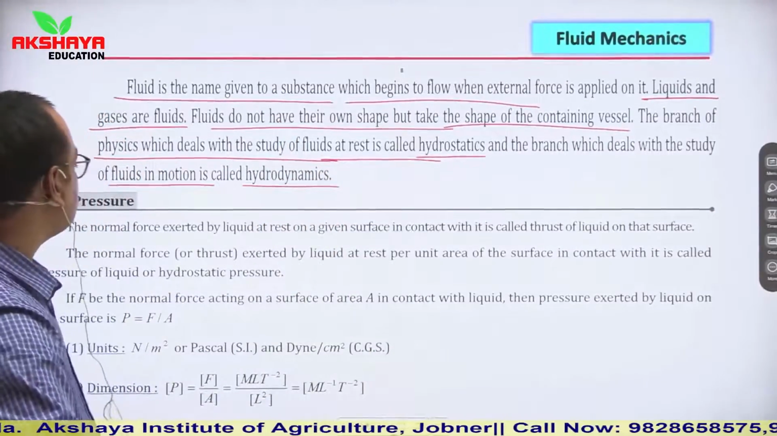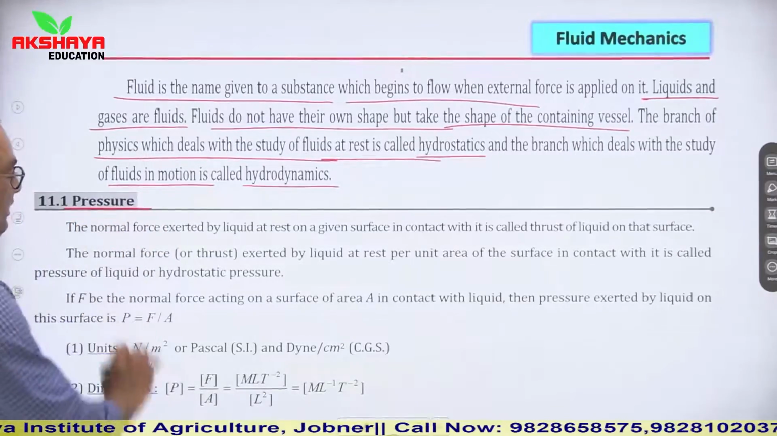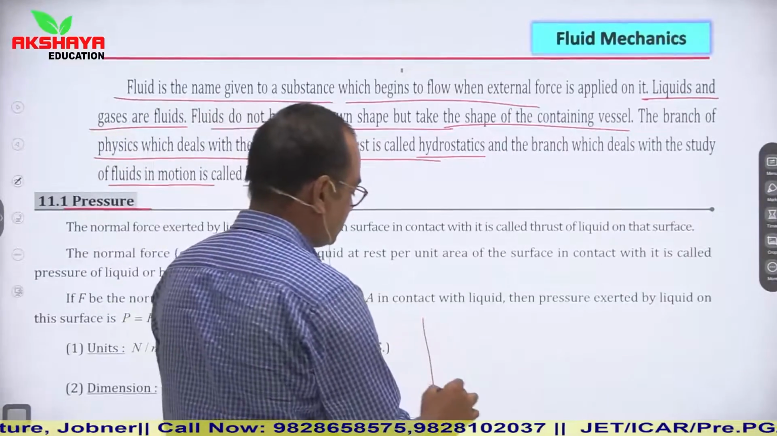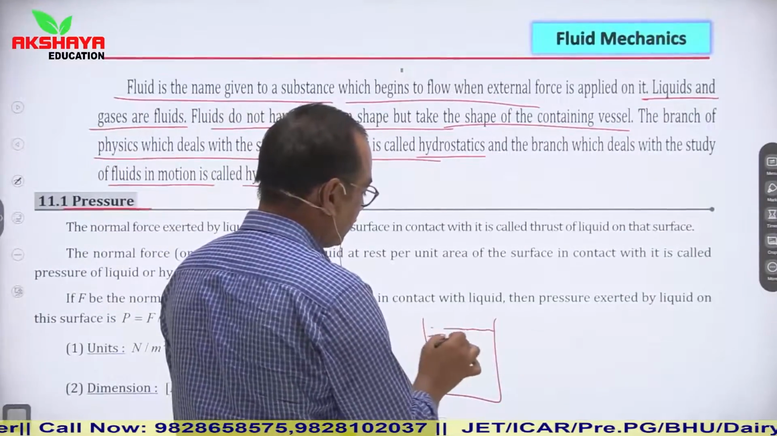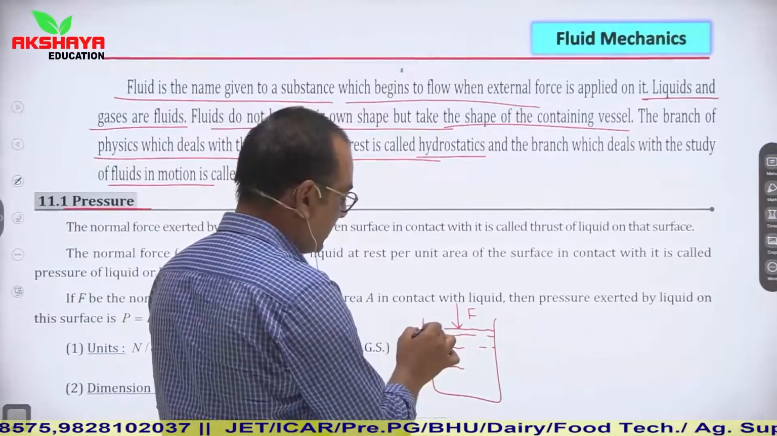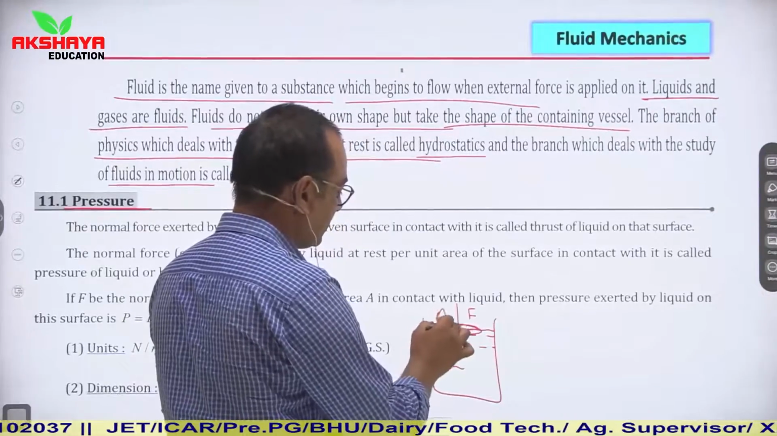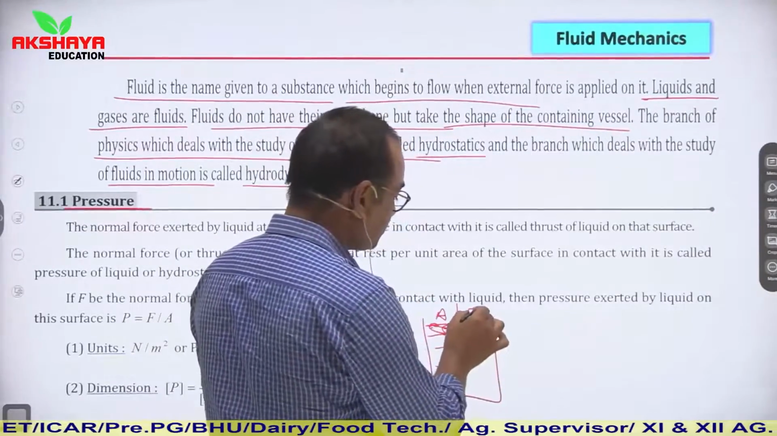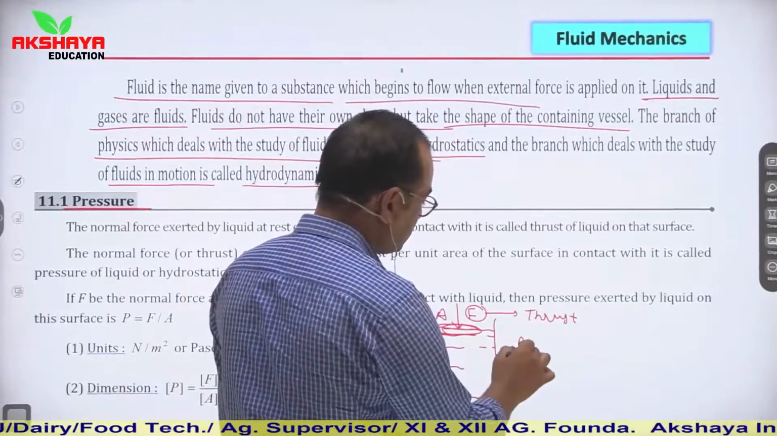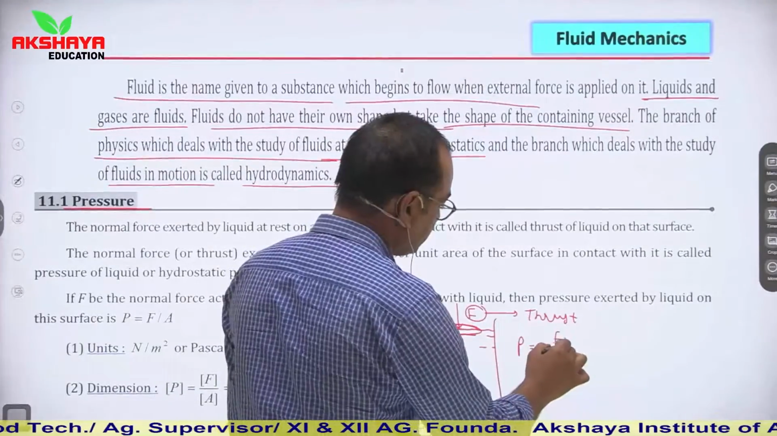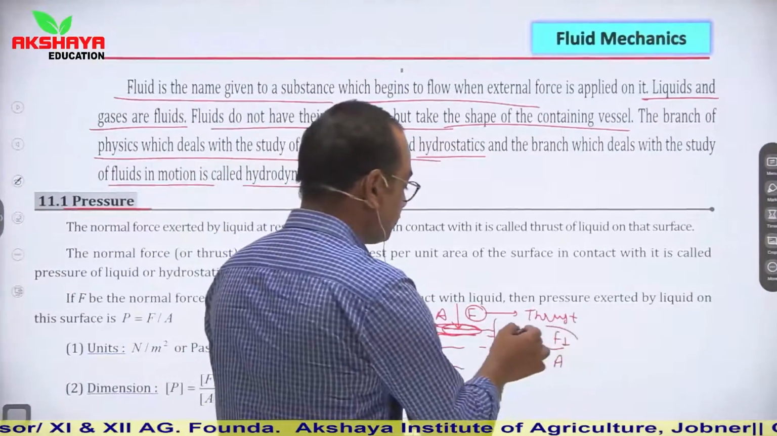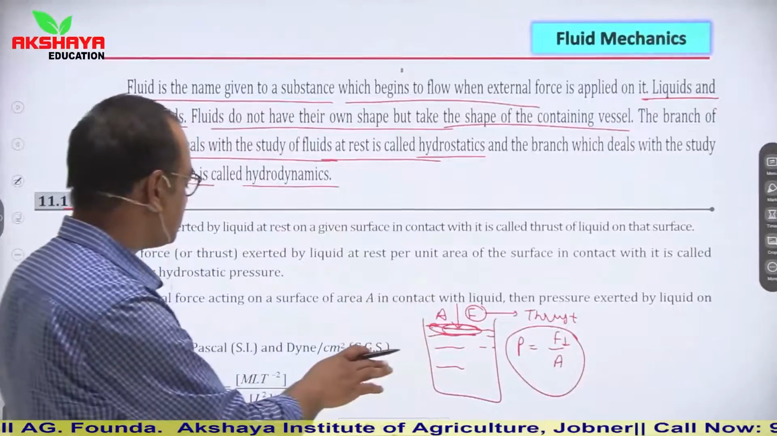Let us start our topic, which is pressure. So what is pressure? Let us say this is any containing vessel and a normal force F is applied, and the area of this fluid surface is A. Then this normal force is known as thrust, and pressure is defined as force upon area, or you can say it is the normal force acting per unit area. So P is equal to force perpendicular to area. This is the simple concept.